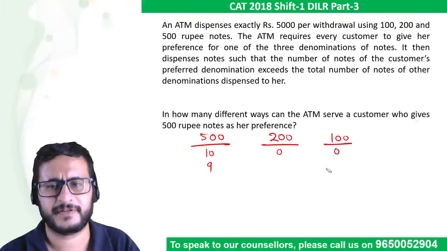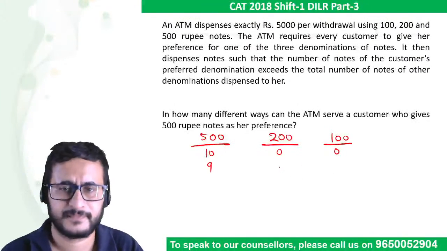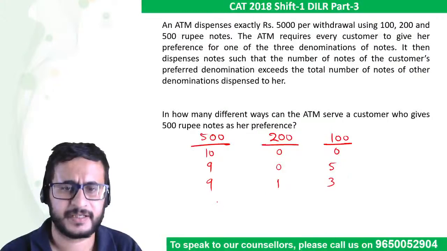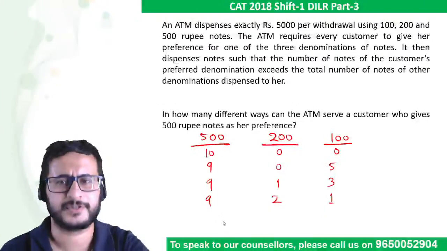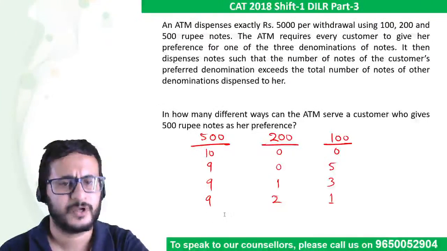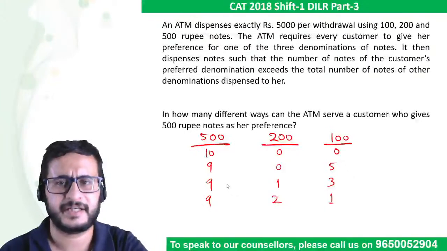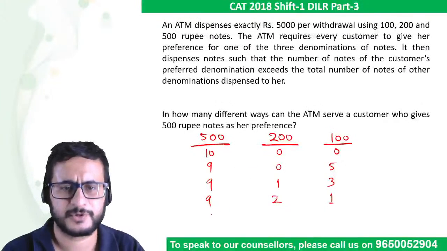So you can make 500 by like 0, 5, 9, 1, 3 and 9, 2, 1. So to make 500 rupee notes, you have these many cases. Alright, and if you give 8 notes of 500, suppose you get 8 notes, what are the different ways?